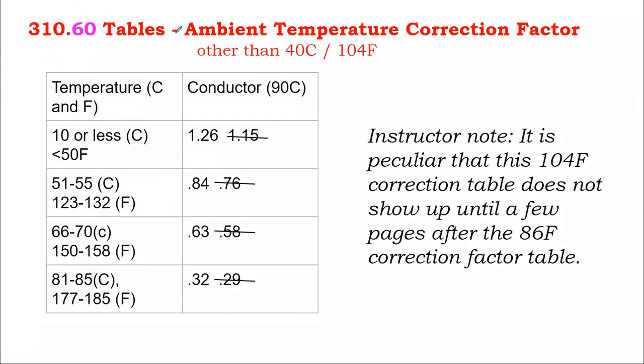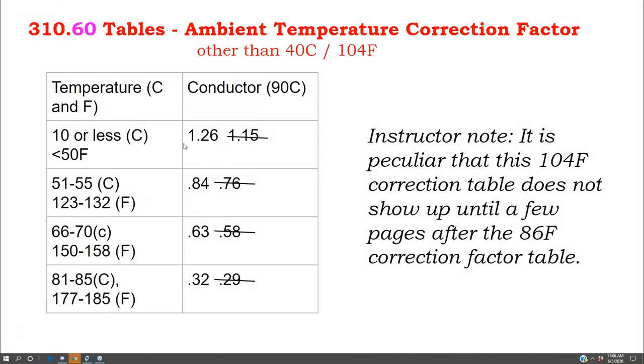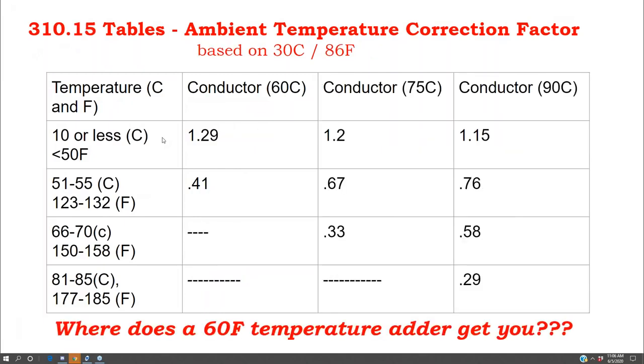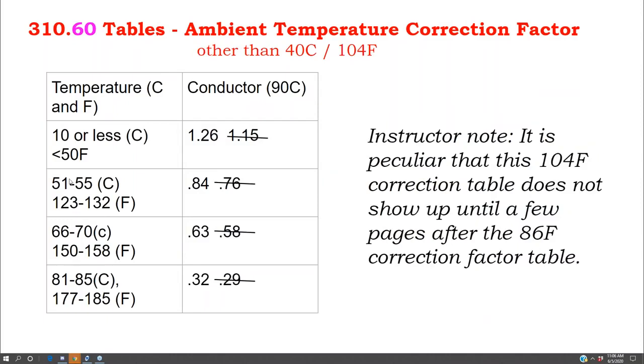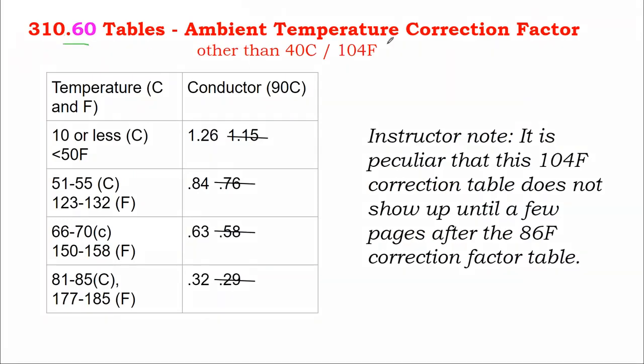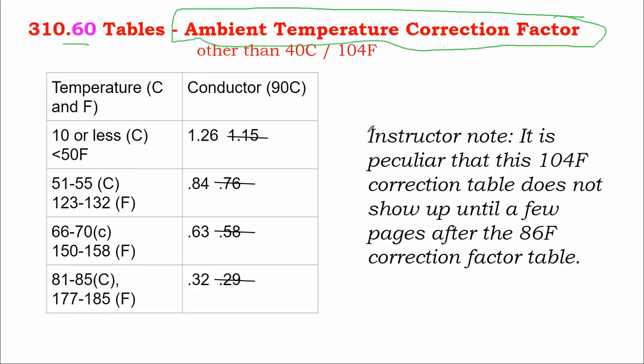So here we have a different table, and this is much further along in this same section 310 of code. We see this ampacity table at 310.15, then a couple pages later you see at 310.60 the same ambient temperature correction factor chart, except it's done at 104 degrees rather than 86 degrees. Like, I have deja vu or something. I thought I just saw that. Well, it's the same chart.